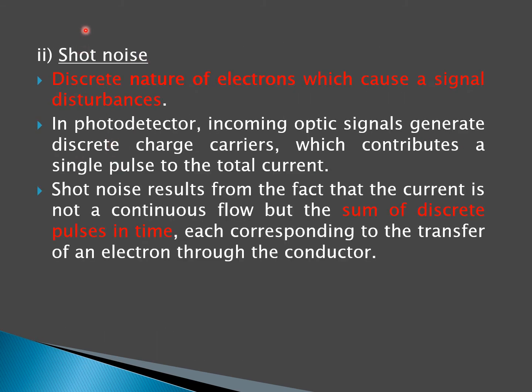Let's see the next noise, which is shot noise. Shot noise is the discrete nature of electrons which causes a signal disturbance. In a photodetector, incoming optical signal generates discrete charge carriers which each contribute a single pulse to the total current. Shot noise results from the fact that the current is not a continuous flow, but the sum of discrete pulses in time, each corresponding to the transfer of an electron through the conductor.